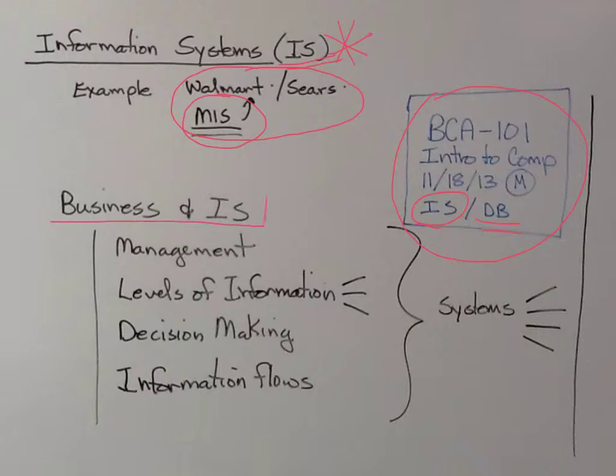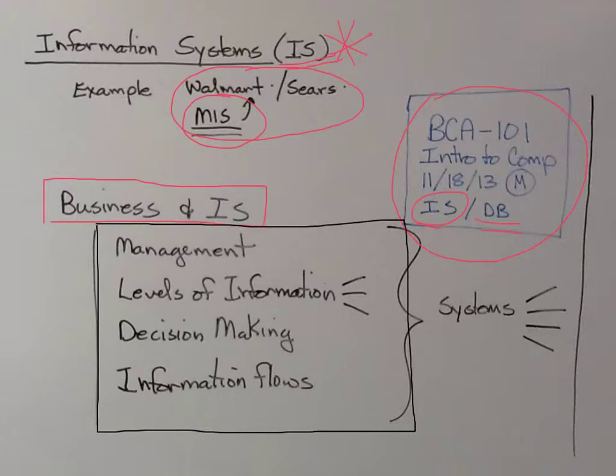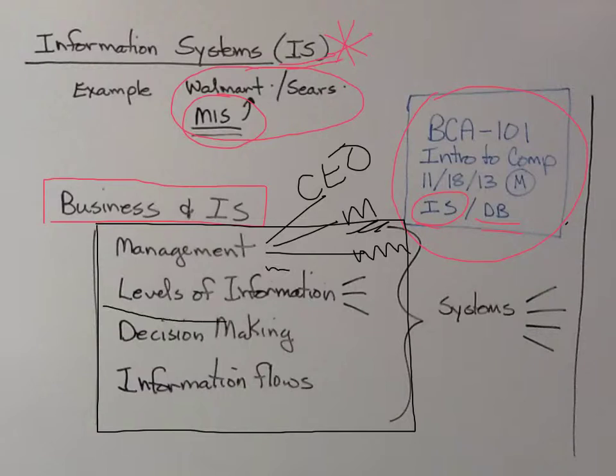So the first thing then we'll talk about is business and information systems. And right here we covered a little bit of the traditional ideas. We talked about management. There's different levels of management, from the CEO to middle management, to first line supervisors, and then the workforce. We're going to go over that on Wednesday. Then we said different levels of information will go to different people at those different management levels.